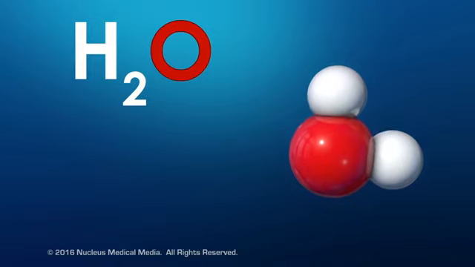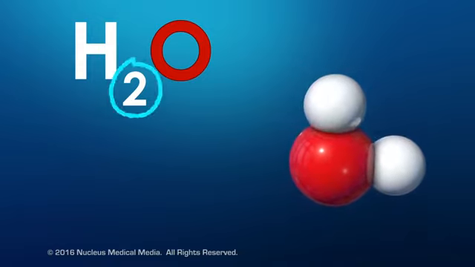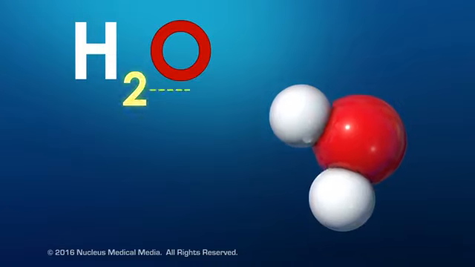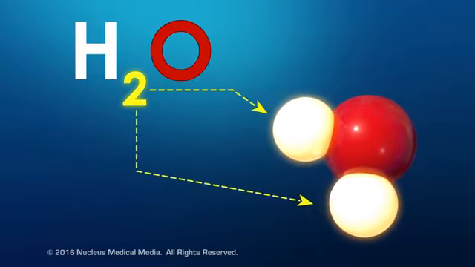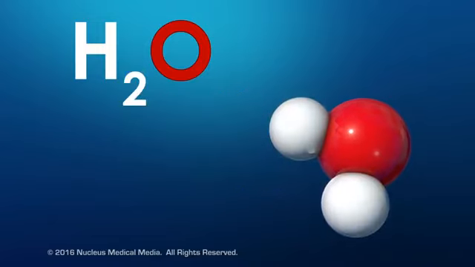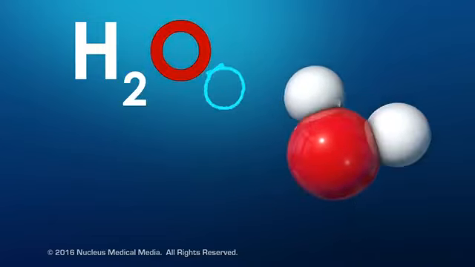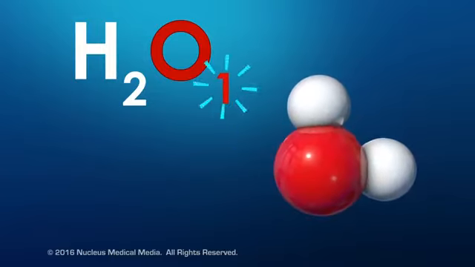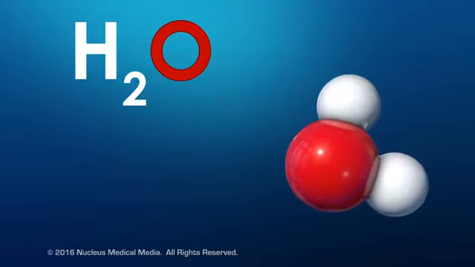In the chemical formula for water, the little number slightly below the letter H for hydrogen is called a subscript. A subscript in the chemical formula tells you how many atoms of that element are in one unit of the compound. There's no subscript next to the O for oxygen. That means there's only one oxygen atom. We don't write the one. When there's no subscript, it's understood that we mean one atom.